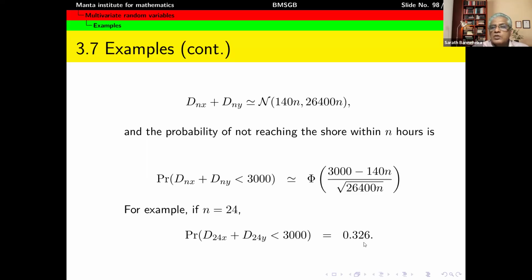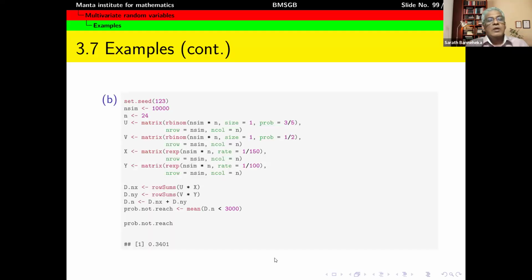0.326. So there is approximately a 30% chance that the oil spill will not come to shore within 1 day. That means approximately a 70% chance that it will come to the shore within 1 day. Okay, so that is the answer to the first part.